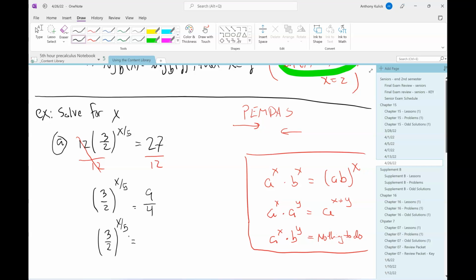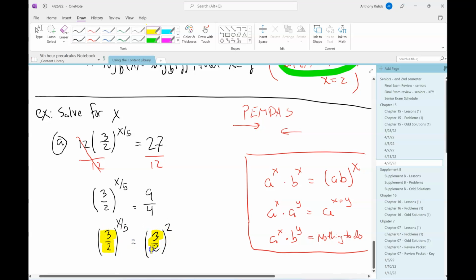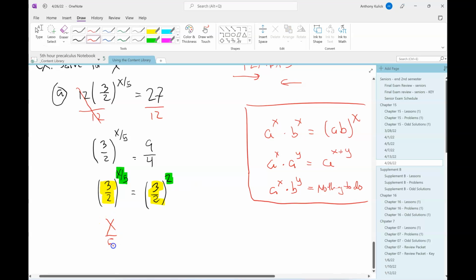Squared, right? 9 is 3 squared. 4 is 2 squared. Everybody agree with that? So 9 over 4 is the same thing as 3 over 2 squared. We see that now. Now, the bases of our exponent are the same. Everybody can see that? So according to that property that we stated before, I can then just take the exponents and set them equal to each other.